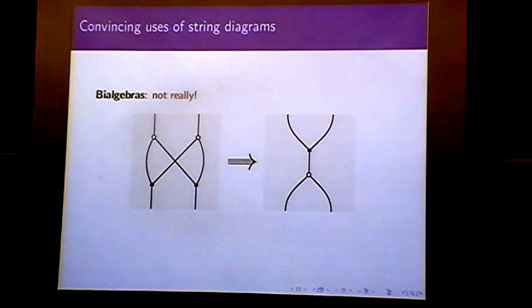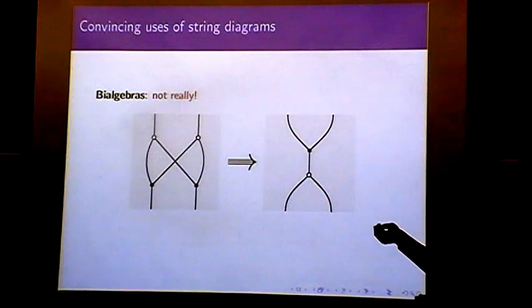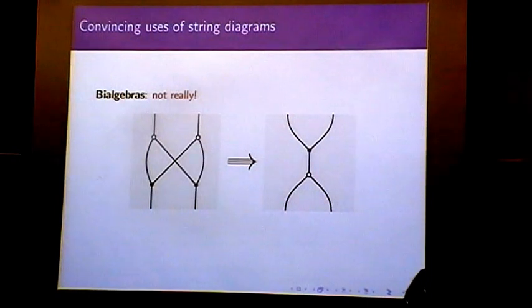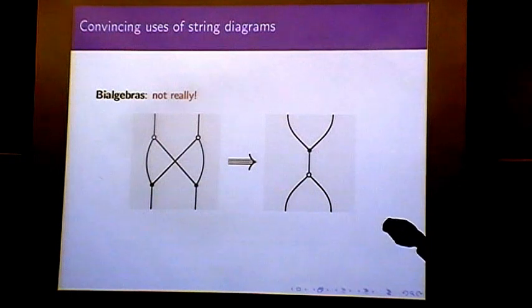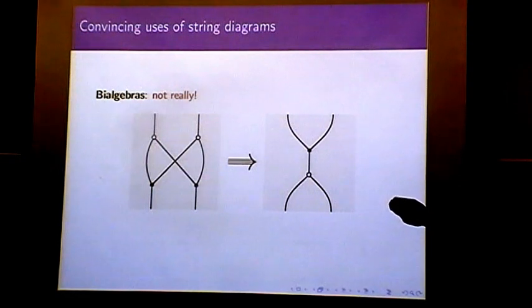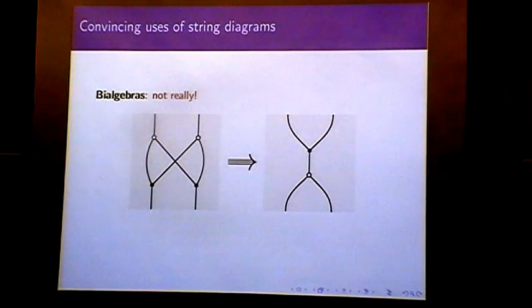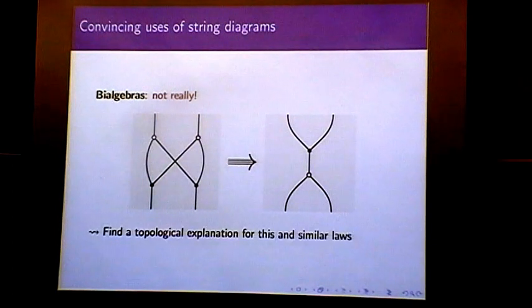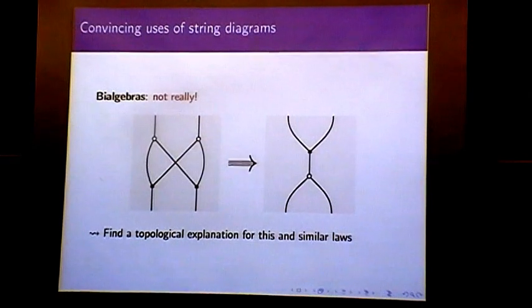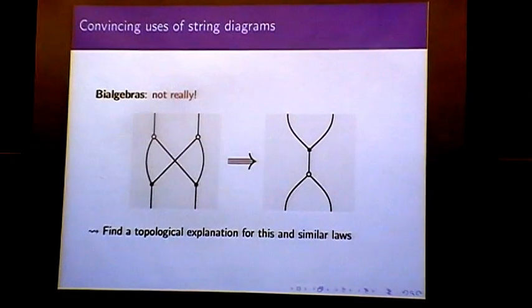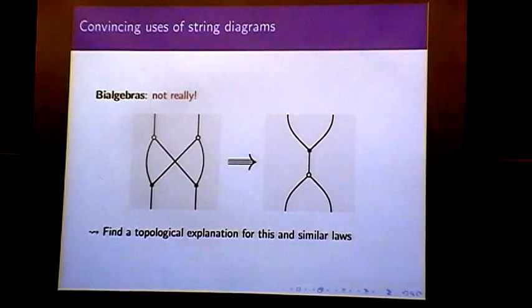These two diagrams are very different. I don't know, one has loops, one doesn't. Or the copy diagrams are even worse, because on one side there is a disconnected diagram and on the other side there's a connected one. So something that I wanted to do is to find an equally nice topological explanation for this law and similar laws. And that's what I'm going to give you, but first I have to take a detour.